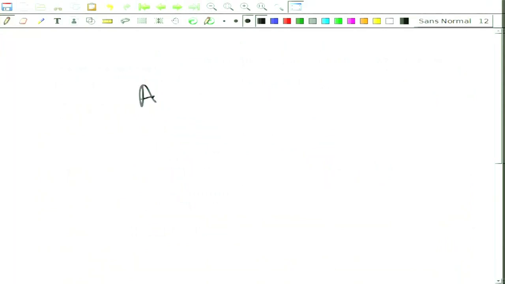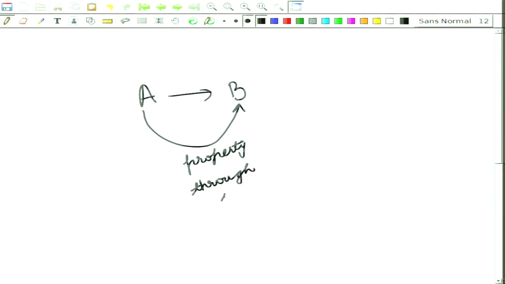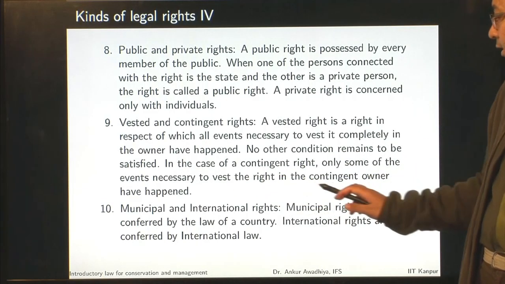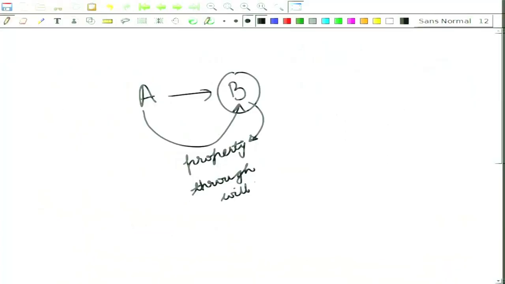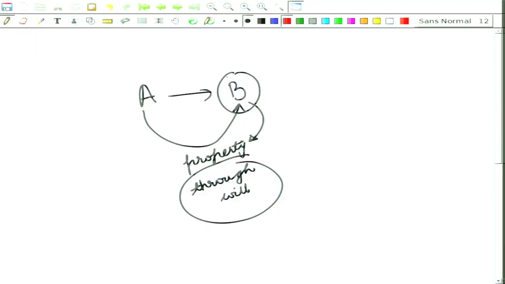if you have a person A, and this person is the father of a person B. Now, if A has willed his property to B through a will, then B has a contingent right over this property, because only some of the events necessary to vest the right in the contingent owner have happened, and that is, the will has been drafted. So it is a contingent right. But when A dies, then all the steps have been completed. So the will has gotten executed. So all the steps are complete. So in that case, B will have a vested right over this property. So this is the difference.